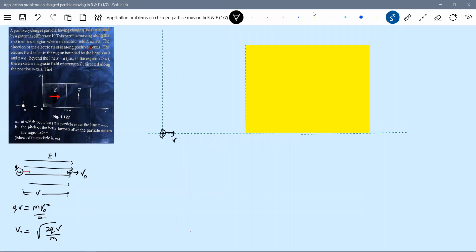It will enter here with v naught. This is the electric field. Everywhere here the B bar is in this direction, till where? This is the boundary x equals a.